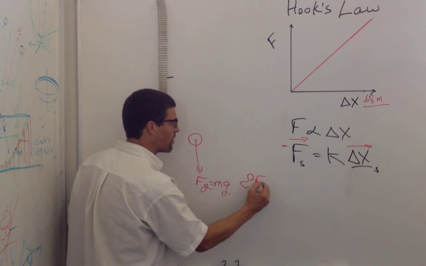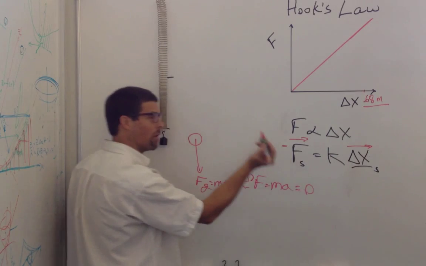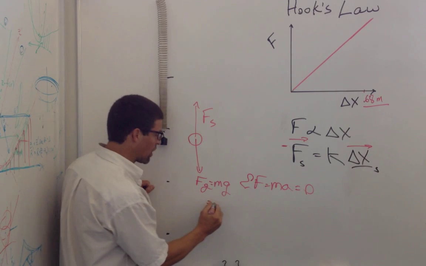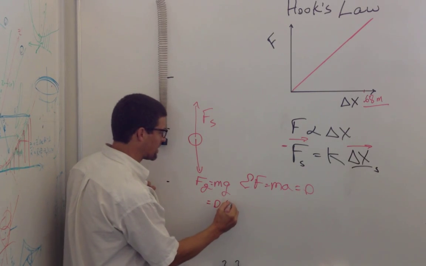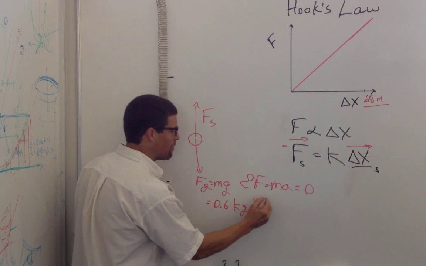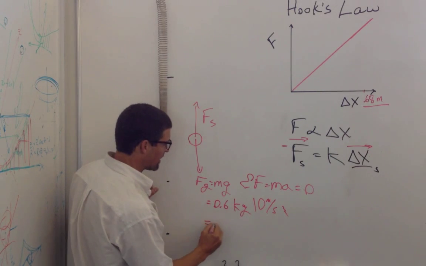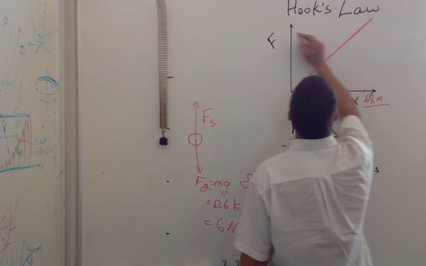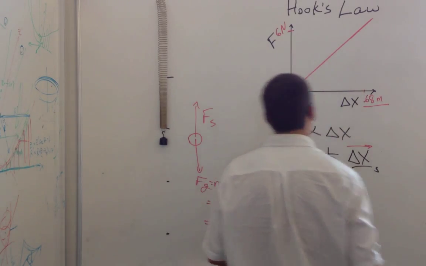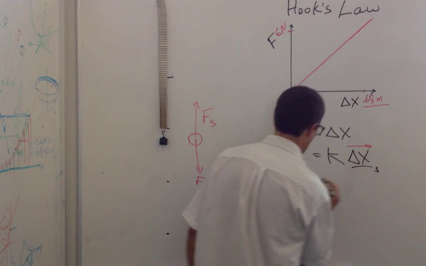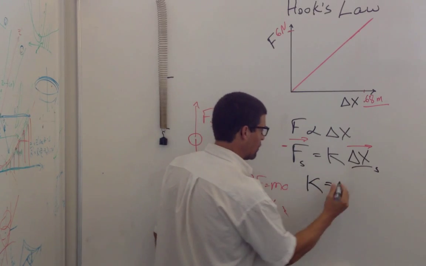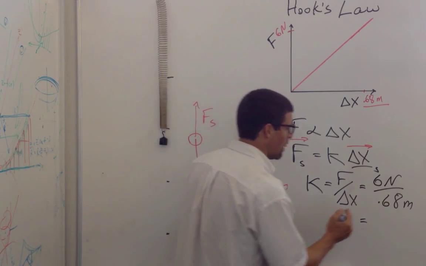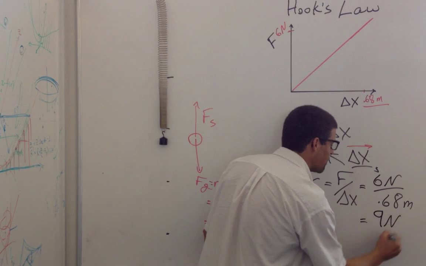The vector sum of the forces equals mass times acceleration, which is equal to 0. The force provided by the spring must be equal and opposite. What was it? That was 600 grams, or 0.6 kilograms times gravity, 10 meters per second squared. That's 6 kilogram meters per second squared, which is 6 newtons. And so now I can find the spring constant. The spring constant is equal to the force divided by delta x. This is about 9 newtons per meter.